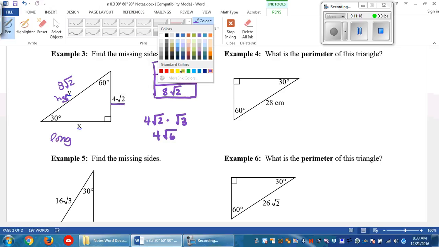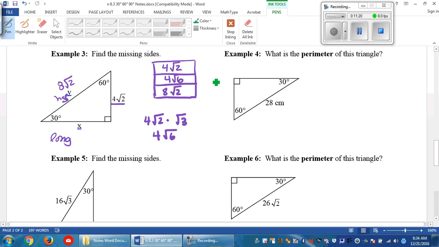Don't over stress about these. Just follow the pattern, memorize it, answer the question that they're looking for. In number 4, it says, what is the perimeter of this triangle? So now we're going to find each missing side like we had in number 3, but then we're going to take those answers and we're going to add them together. So if we were to do that chart idea again, short leg, long leg, hypotenuse. So the hypotenuse is right here.